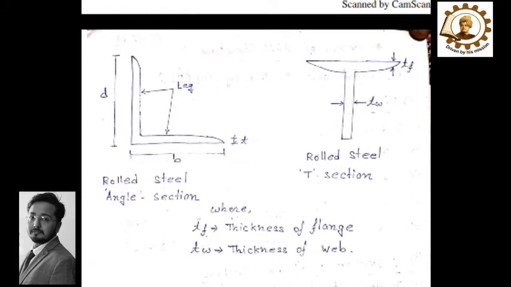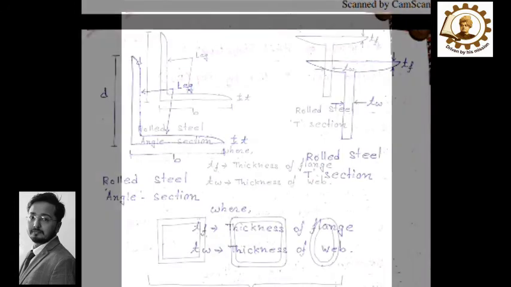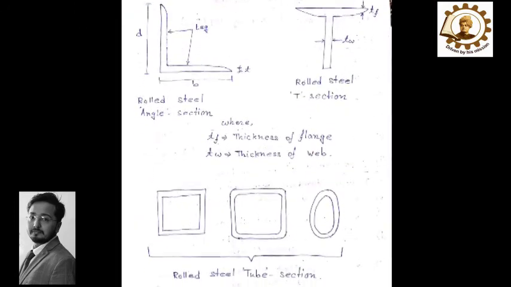On the right side you can see a T-shaped section. This section is called rolled steel T section. There is a single flange at the upper side and at the bottom there is a web. Thickness of flange is denoted by T suffix F. Thickness of web is denoted by T suffix W.